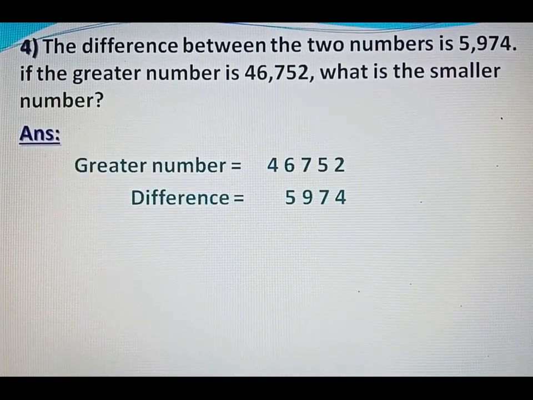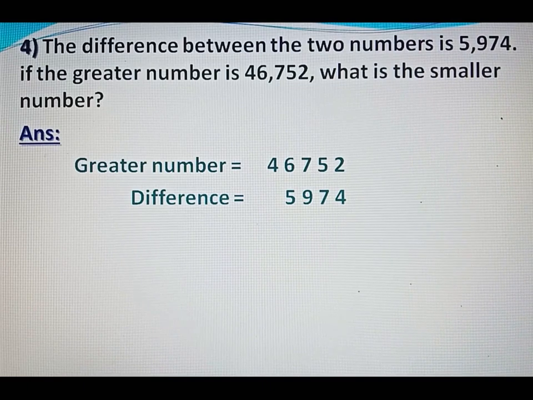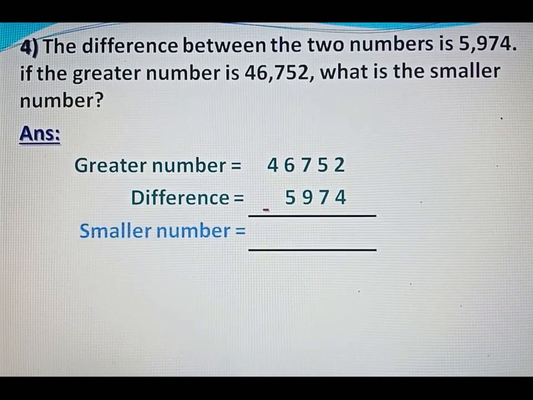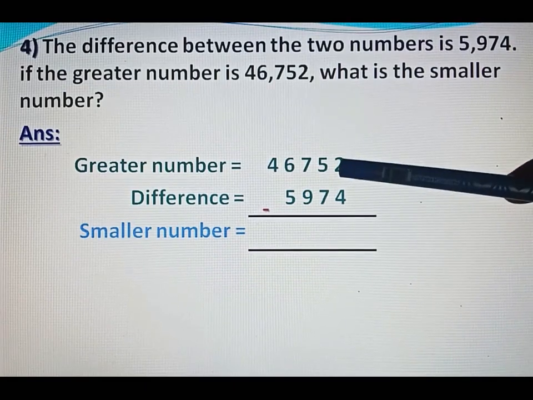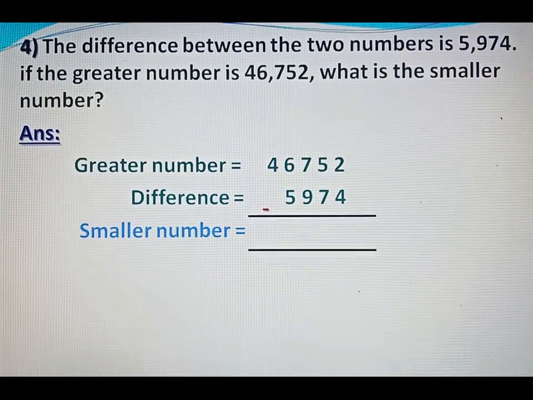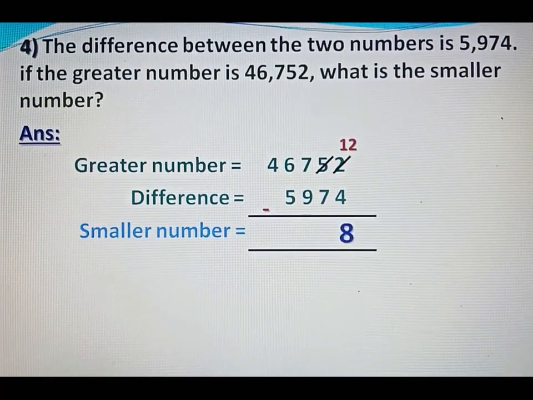Answer. The greater number is 46,752 and the difference is 5,974. So for the smaller number, we will do subtraction. See, this 2 is smaller than 4, so we will borrow from this 5. So it will be 4 and this will be 12. So 12 minus 4, 8.